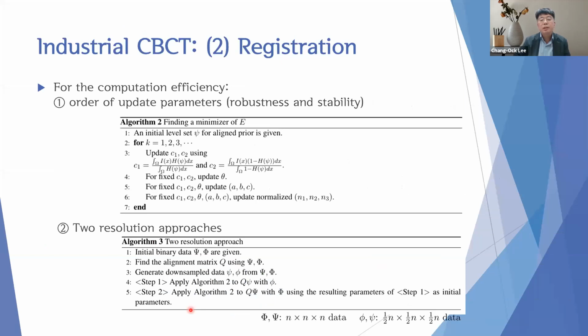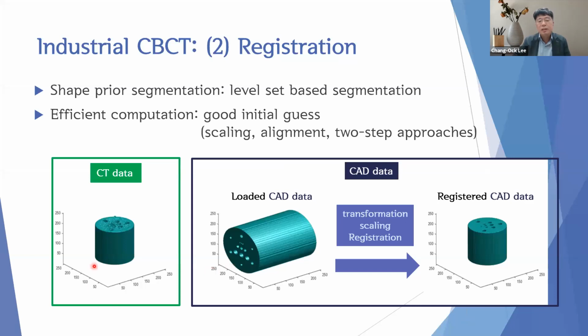And also we consider two resolution approaches. It's a three-dimensional calculation, so it takes a lot of cost. So we reduce the resolutions of CT data and the CAD data and find first the rotation and translation factors. And then we take full resolutions, using the previously found angles and translations as initials. Okay, so this is the CT data, this is the CAD data, and we have transformations and the scaling and the registrations. We have this registered CAD data.